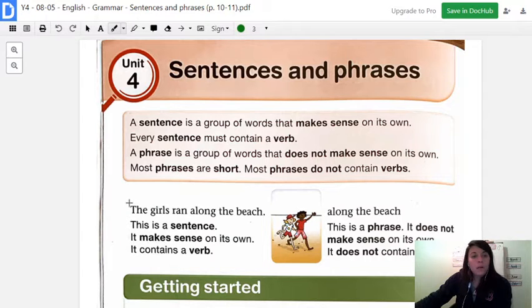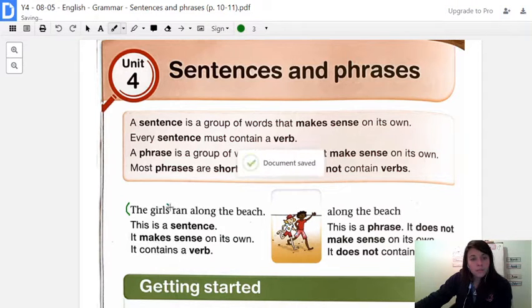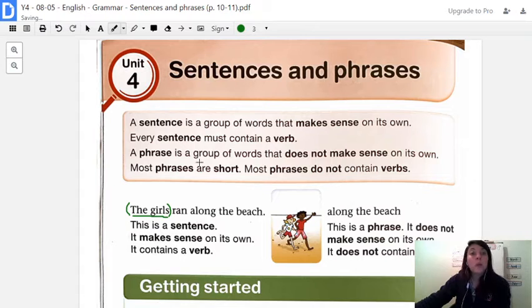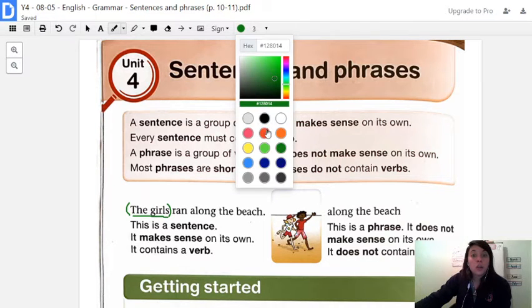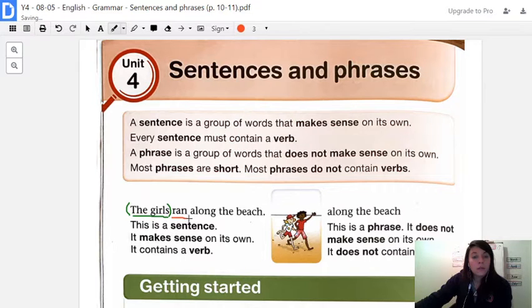So I have here the girls, who are the people, and we also call this sometimes the subject. And they're doing something. I'm going to switch color to tell you what they're doing. What are they doing? Well, they ran. They ran. This is the verb. This is the action. It's in the past. The girls ran along the beach. This is the verb. Okay?